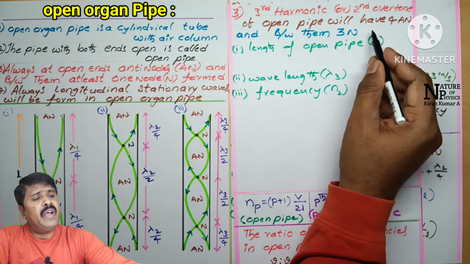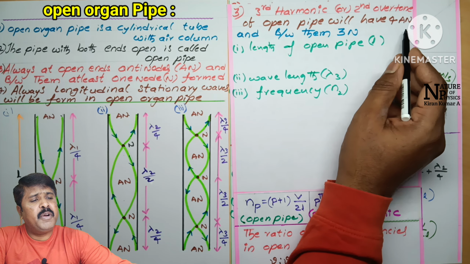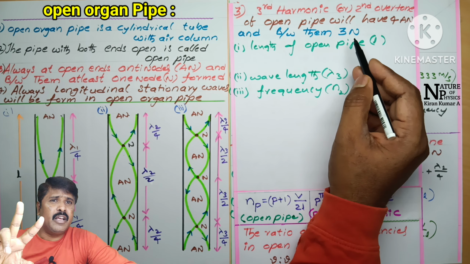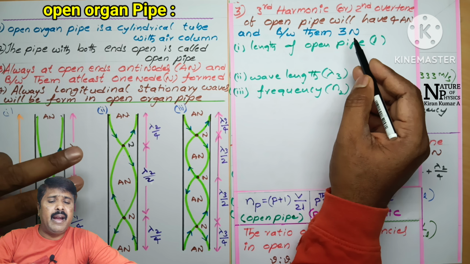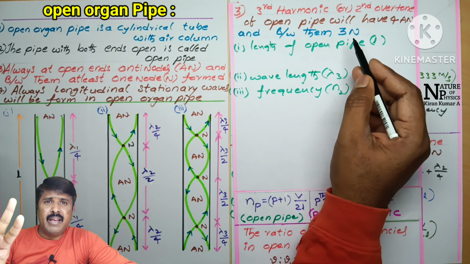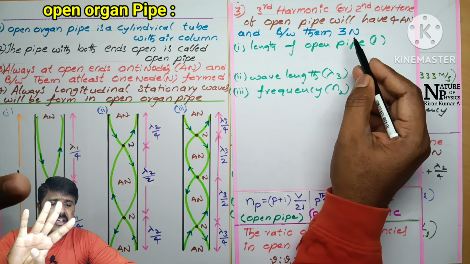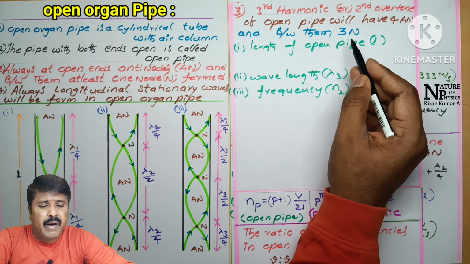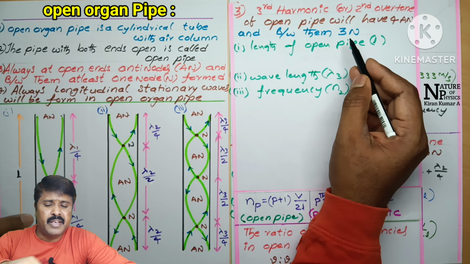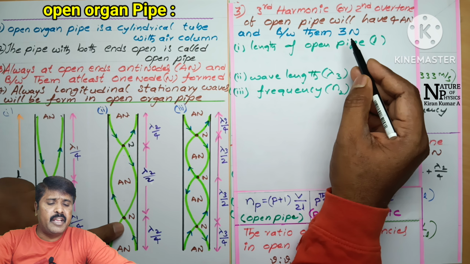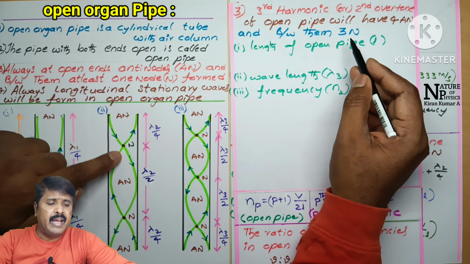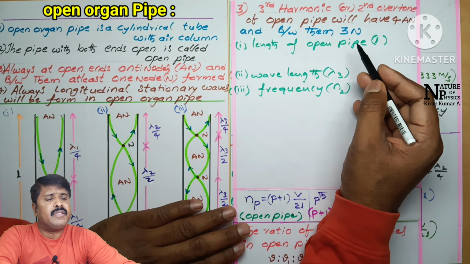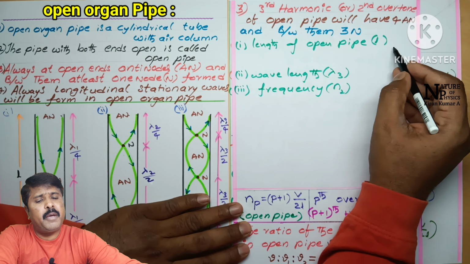We'll have 4 antinodes and between them 3 nodes. See, the first diagram has 2 antinodes, both ends, and between them 1 node; the second diagram has 3 antinodes; and the third diagram has 4 antinodes. Antinodes increase one by one, and nodes also increase. First diagram 1 node, second diagram 2 nodes, and in the third one 3 nodes are there. See student, the length of the pipe is L.